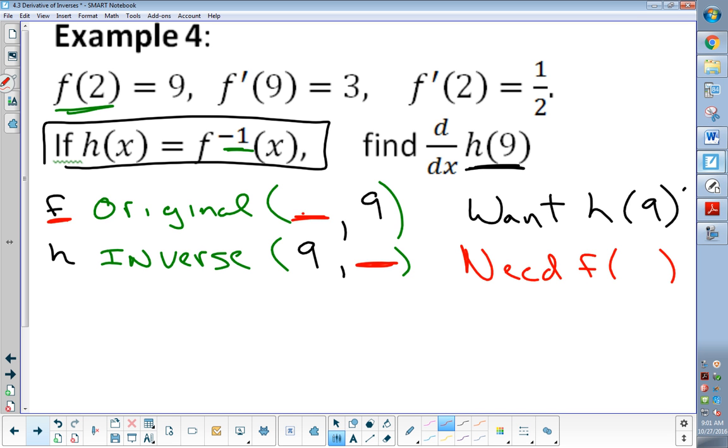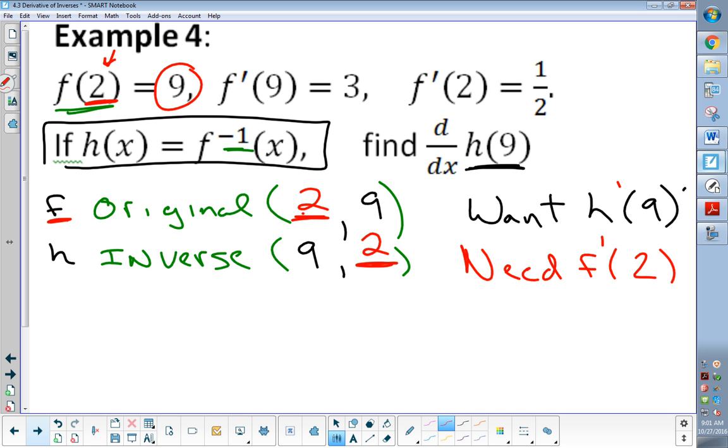So if my f value, I want a y value of 9, what's the x value going to be? 2, right here. F is 9. Oh, then my x value is 2. This is 2. This is 2. So if I want to know what h is at 9, I really need to know what f prime is at 2. And this should be h prime at 9 and f prime at 2.